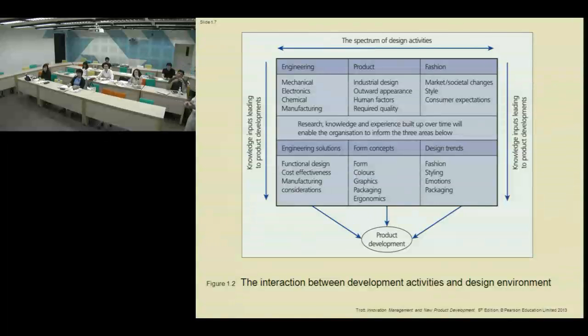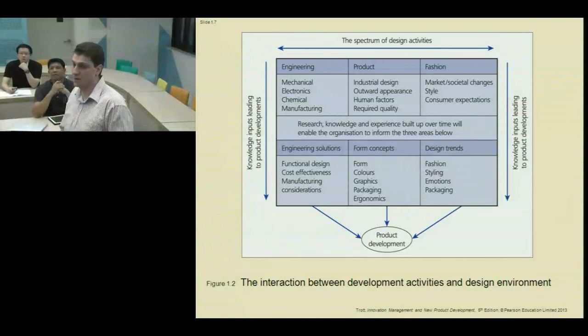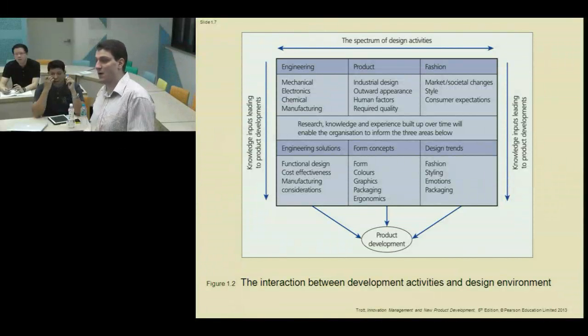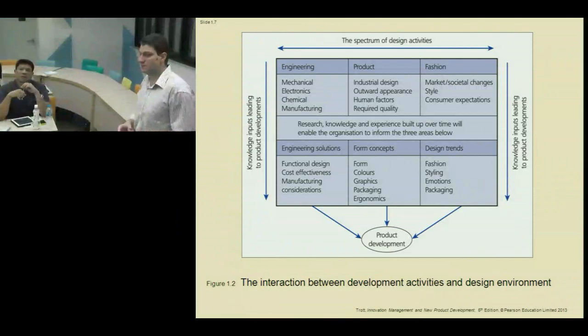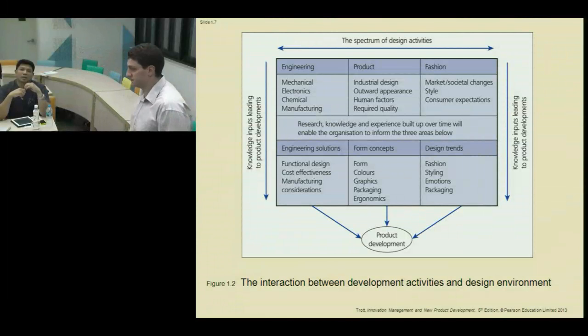So then again we have the knowledge inputs that leading to product development. On the other hand we have knowledge inputs leading to product development. And then we have the different levels. In the middle we have research, knowledge and experience built up over time. That's the knowledge asset, what we call. That enables the organization to inform and develop engineering solutions, form concepts, and design trends.